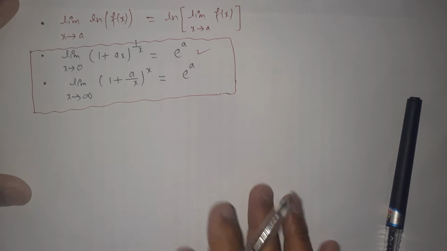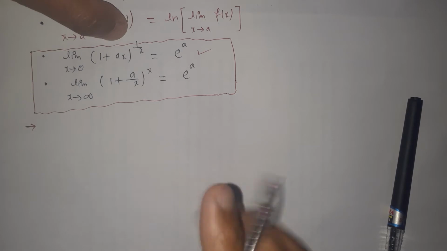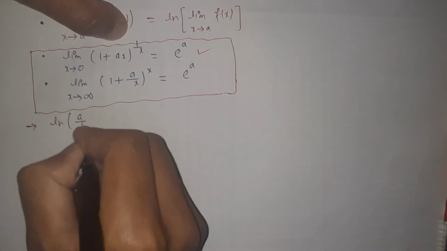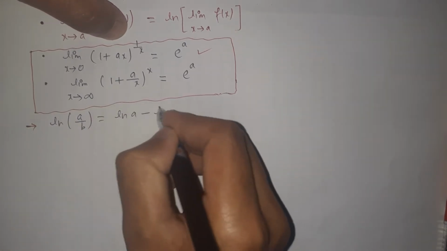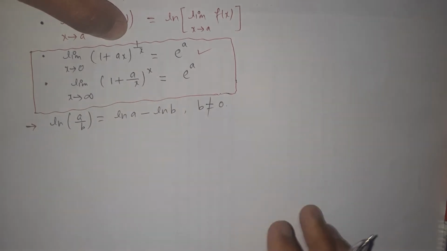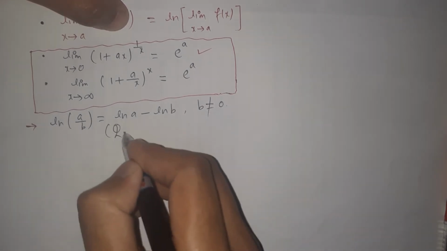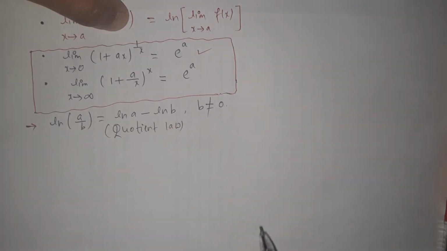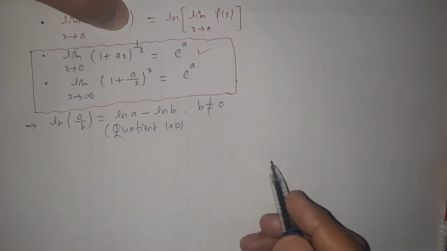Very important formulas. Let's recap some properties of the logarithm. ln of a over b can be written as ln a minus ln b, where b should not equal 0. This is the quotient law. ln of a over b is ln a minus ln b.